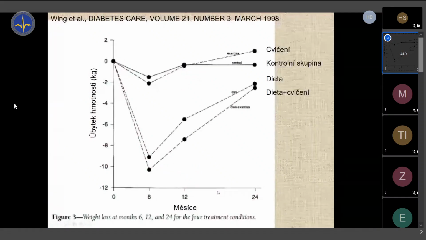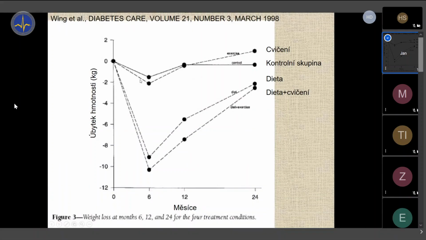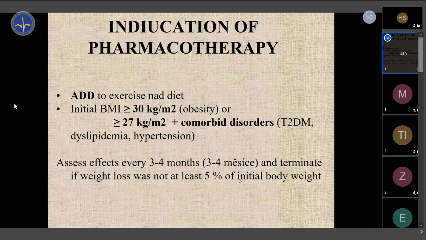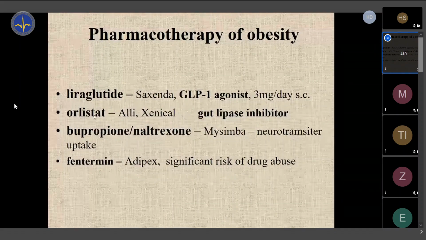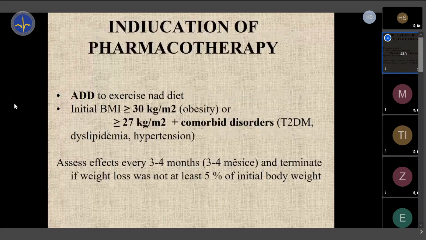I will skip this because this is something I usually show to students. We are short of time, but what happens with combinations? Yes, you can give combinations. Very good question. Sarah asked if we give a combination of drugs. Yes, we can, because we combine different mechanisms of action. So we will probably combine liraglutide and orlistat, or orlistat and bupropion. That's good because these mechanisms are different. Thank you. We do combination.